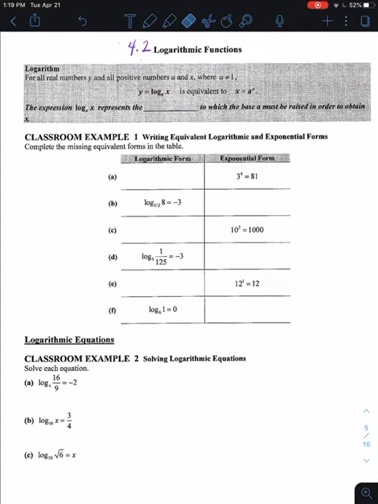All right, Miss Teasley here. We're going to talk about logarithmic functions.